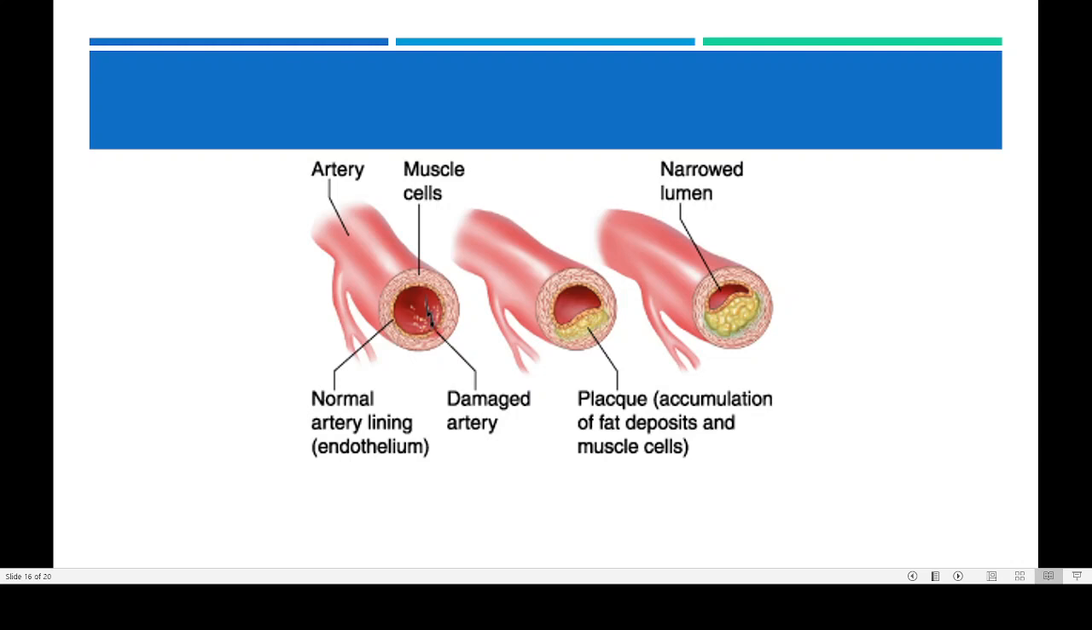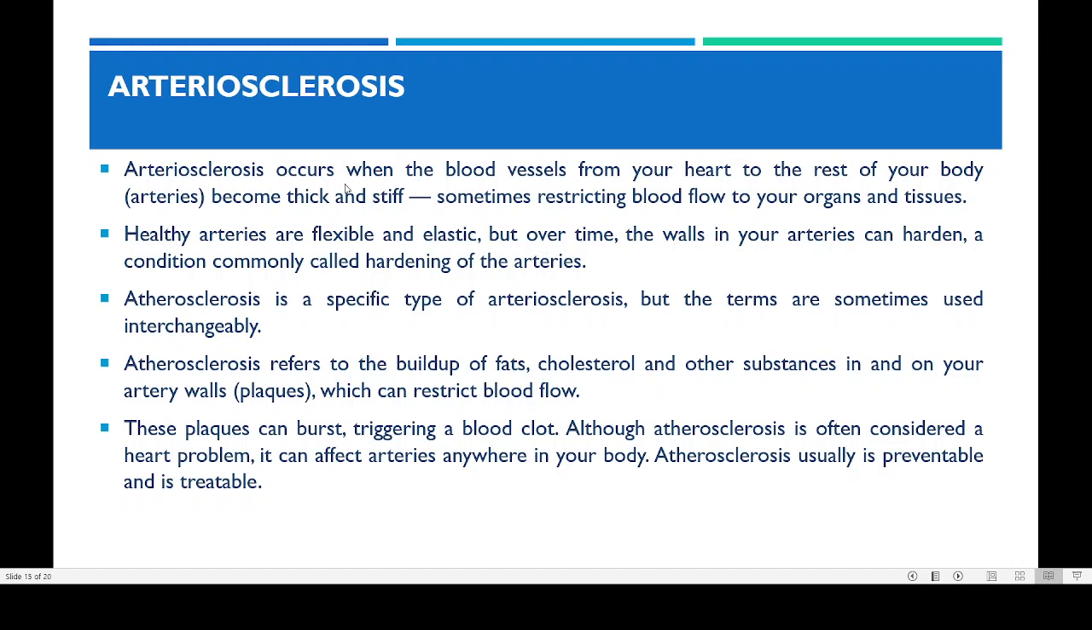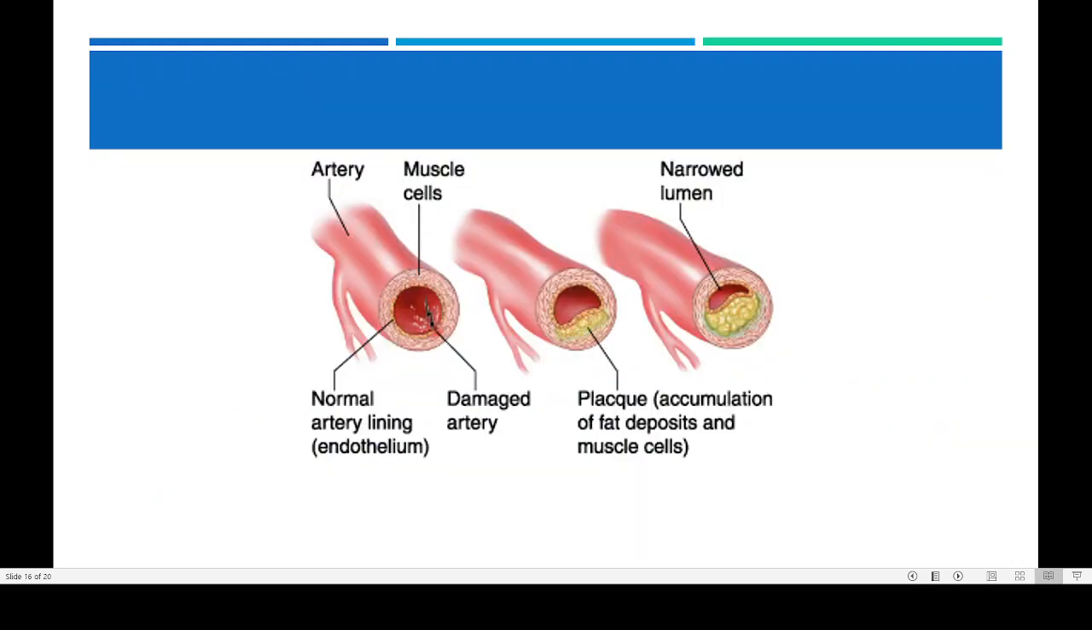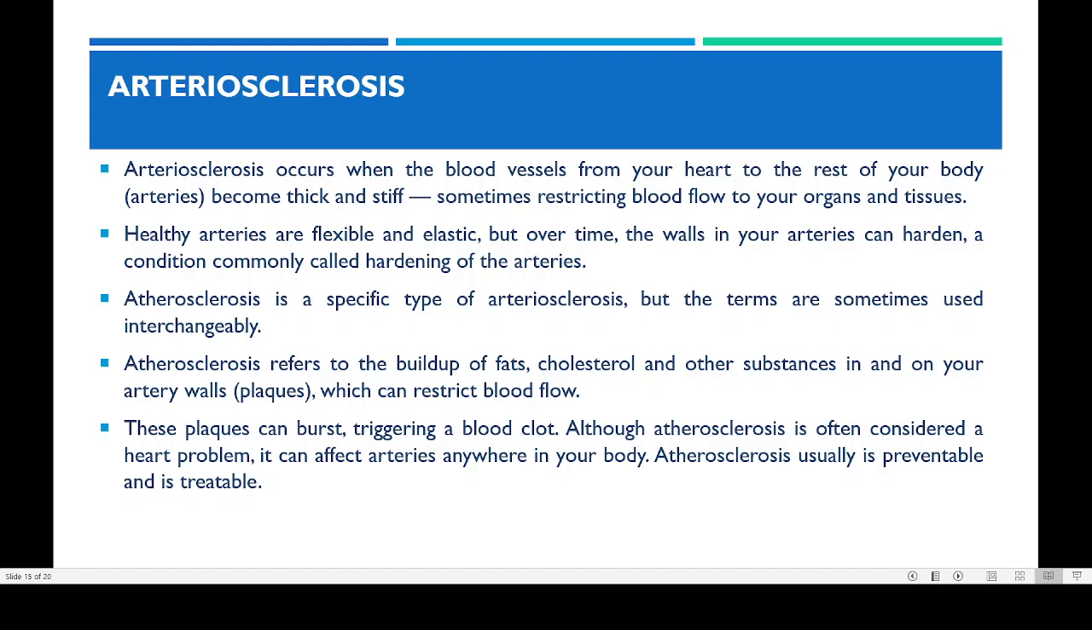So that is another situation where this kind of block caused by cholesterol or fat deposition can cause fatal or deadly damage to a person. Most of the time it can affect either brain arteries or heart arteries. So that is the situation in the case of arteriosclerosis. See, here you can see that arteriosclerosis occurs when blood vessels from your heart to the rest of your body become thick and stiff. There are two situations, and that thickness and stiffness is actually because of the deposition of this cholesterol or fat particles, sometimes restricting blood flow to the organs and tissues, so that enough amount of blood will not be coming to different organs or different tissues.